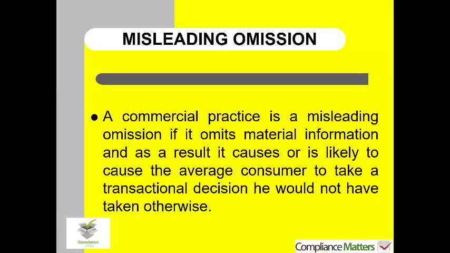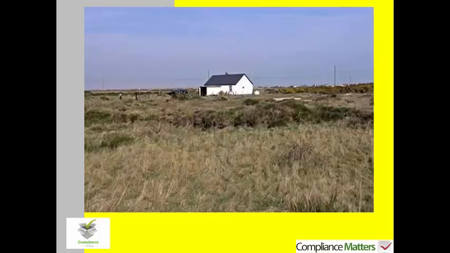Now, let's look at what a misleading omission might be. I want to illustrate this in a simple and very straightforward manner. Here's a property. It's taken from an estate agent's details, from the brochure, and it's down in Kent, a place called Dungeness. And the agent took a photograph looking out across the shingle banks at Dungeness, very picturesque, and I think you'll agree, looks like a lovely little property.